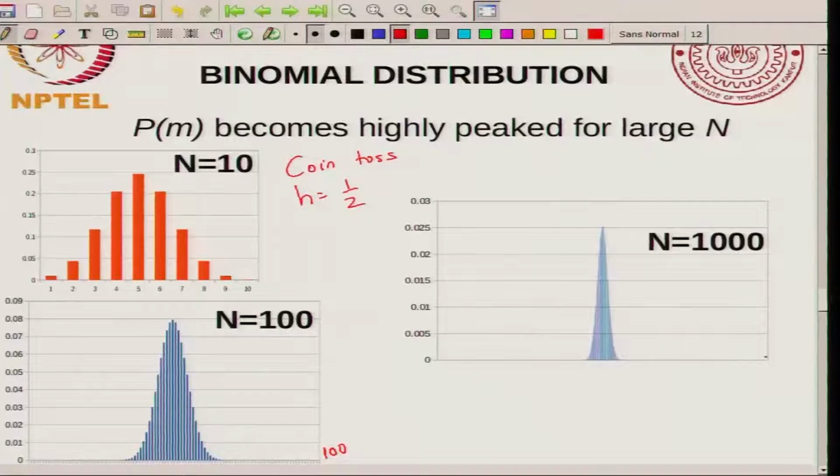If n is 1000, then this becomes even more sharply peaked. So, what you see is that it becomes very narrow. There is only a small fraction of the values where the probability is actually significant. In all the other cases, it is almost 0. So, this is a property of the binomial distribution, that it becomes highly peaked, that means it becomes very narrow as you make n large.